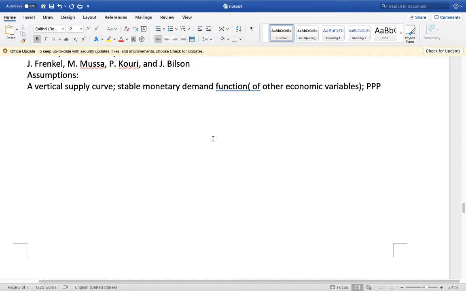It relies on the assumption of a vertical supply curve and stable monetary demand functions, which are functions of other economic variables, and on purchasing power parity. And the exchange rate is determined by three groups of variables. First is the relative money supply, and the relative real income and relative interest rates.